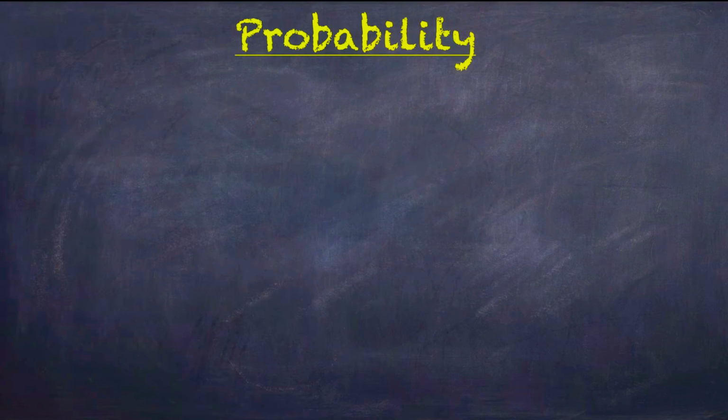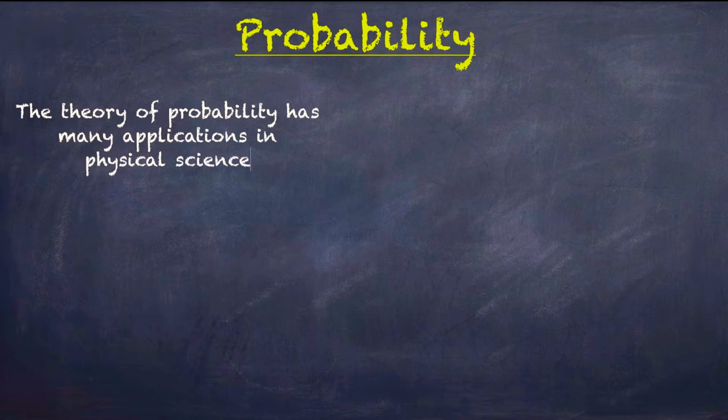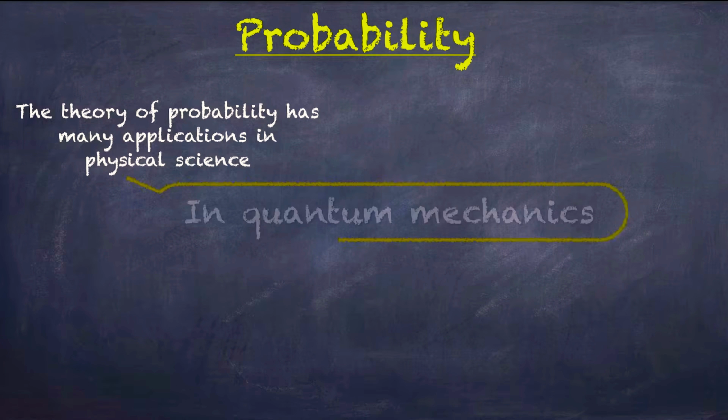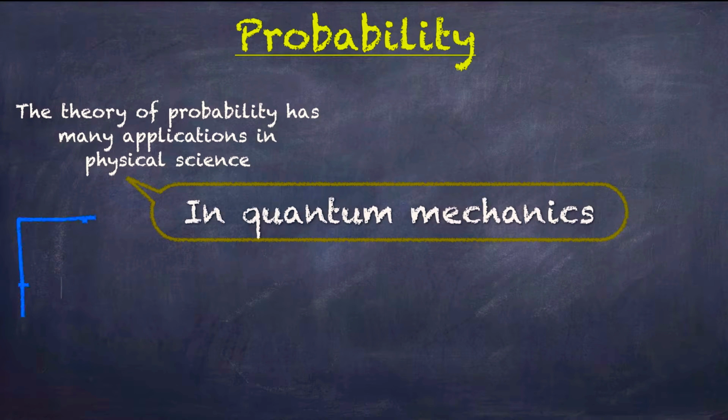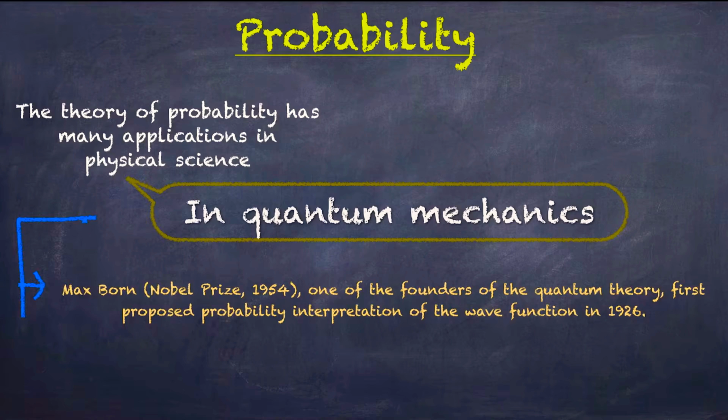Let's understand probability very intuitively. The theory of probability has many applications in physical science. In quantum mechanics, it has many applications. In 1926, Max Born was first to introduce the concept of probability in quantum mechanics.